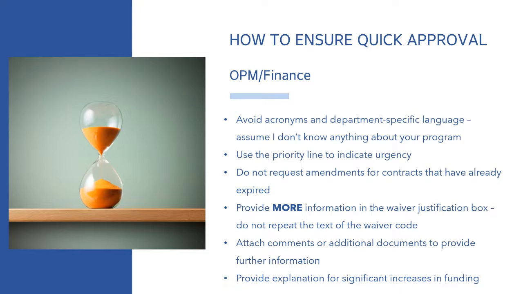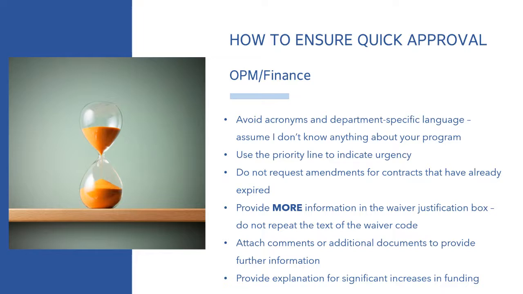The next one is a little tip of something that I've seen recently, but that does cause a little bit of back and forth. We can't approve amendments to contracts that have already expired. So if you are sending a requisition today to amend a contract that ended on July 30th, 2021, I will not approve it. That is a standard contracting tip, but I do see it come up a lot, so I wanted to draw it out.